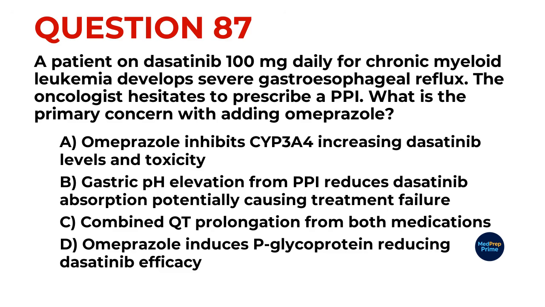Option A. Omeprazole inhibits CYP3A4, increasing dasatinib levels and toxicity. Option B. Gastric pH elevation from PPI reduces dasatinib absorption, potentially causing treatment failure. Option C. Combined QT prolongation from both medications. Option D. Omeprazole induces P-glycoprotein, reducing dasatinib efficacy.